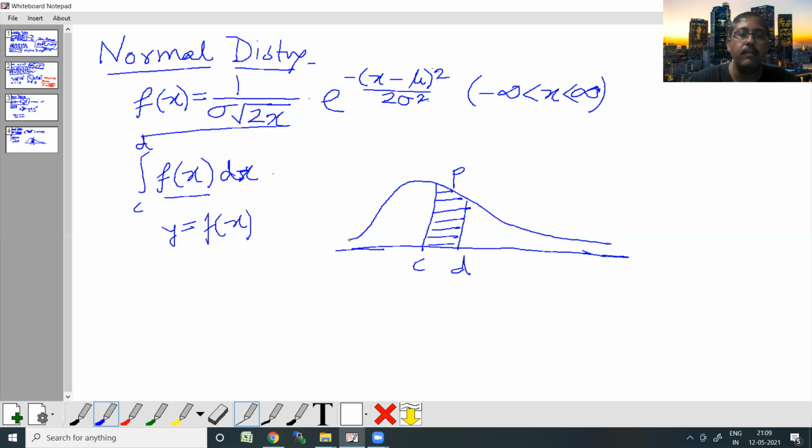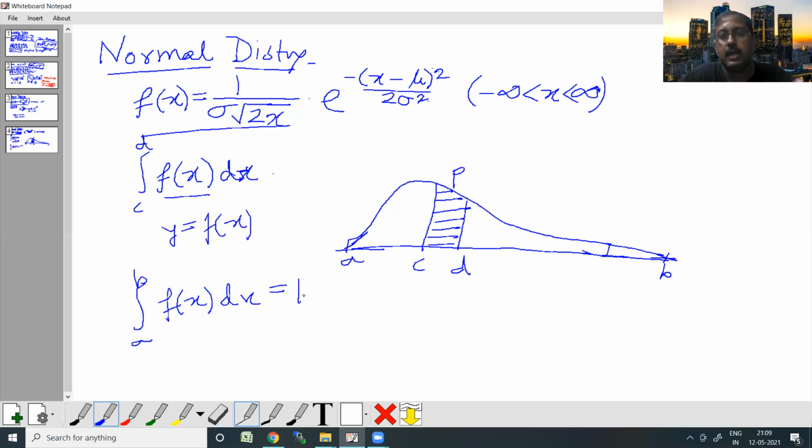Now, if I look from the beginning to the end, say this is the beginning and this is the end, where the curve merges with the axis, and this is a, this is b, then the integration of f(x) dx from a to b is going to be 1. So the total area under the curve is 1, because that's the total value of probability. Probability needs to have a value less than or equal to 1.